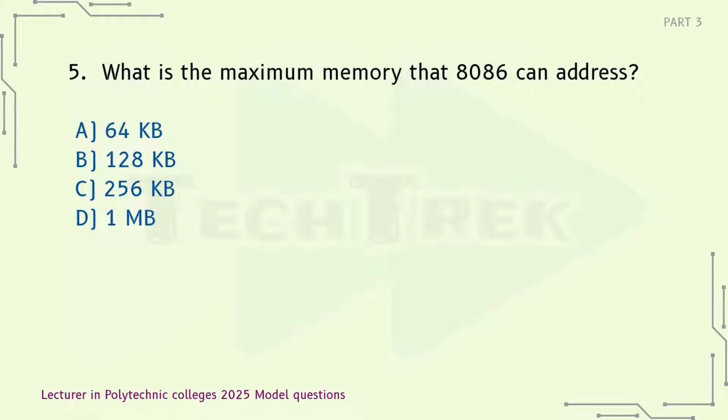What is the maximum memory that 8086 can address? A. 64 kilobytes. B. 128 kilobytes. C. 256 kilobytes. D. 1 megabyte. Correct answer is option D, 1 megabyte.